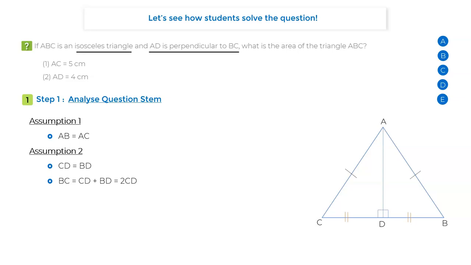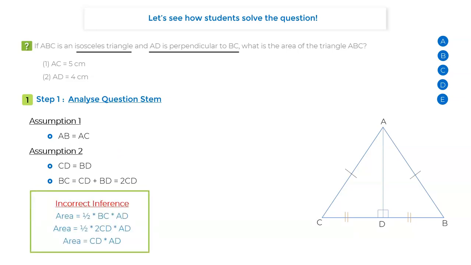And the moment you do so, when you're trying to find out the area, what are you going to do? You're going to write half base, which is BC, times height, which is AD. Now you know BC is twice of CD, right? This is 2 times CD. So you'll replace BC with 2 times CD, cancel half and 2 out here, and end up saying that area is CD times AD. And this is an incorrect inference. I'll talk about why it is incorrect, and you'll understand in a moment why that is the case.